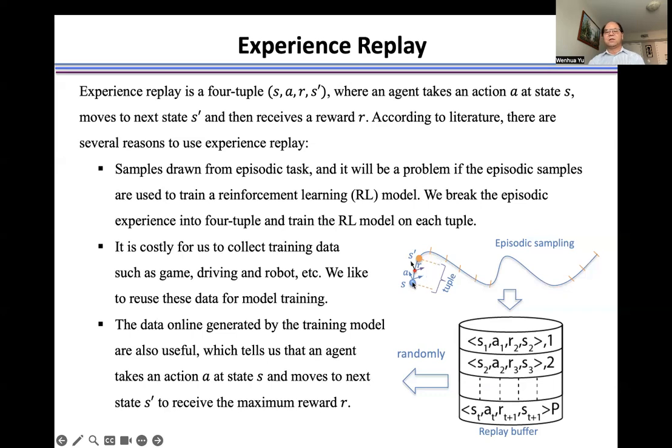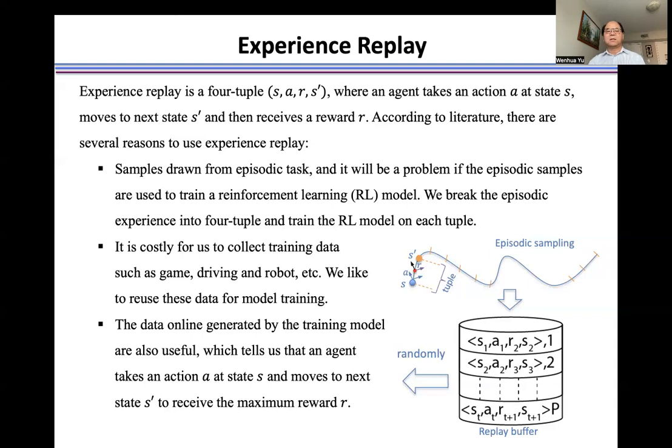Each piece includes the original state, and the action A that moves from the current state to the next state S prime and receives a reward. We put this piece in a replay buffer. And when we train a Q-learning model, we randomly pick data from the replay buffer. This simple idea gives us a lot of benefit for the Q-learning method.